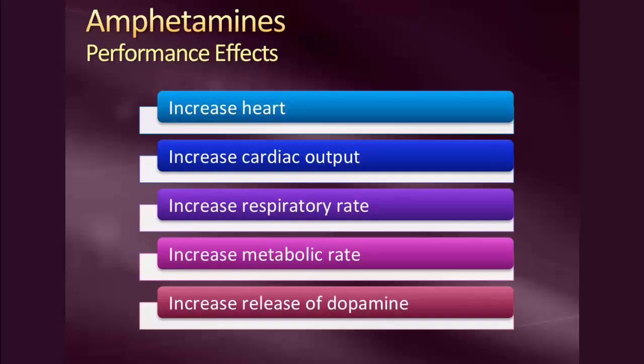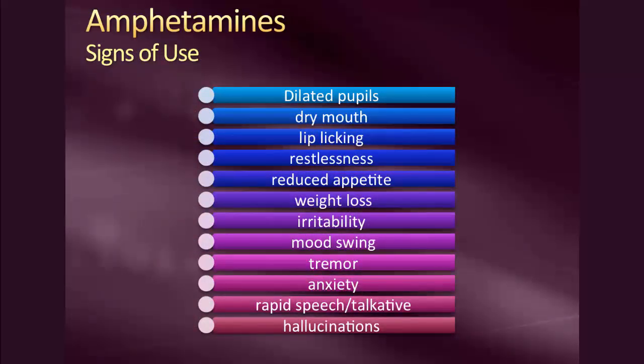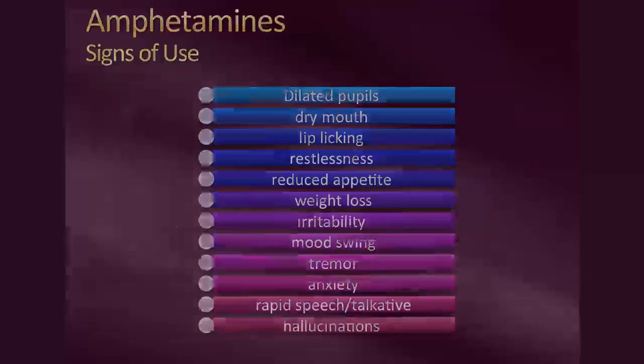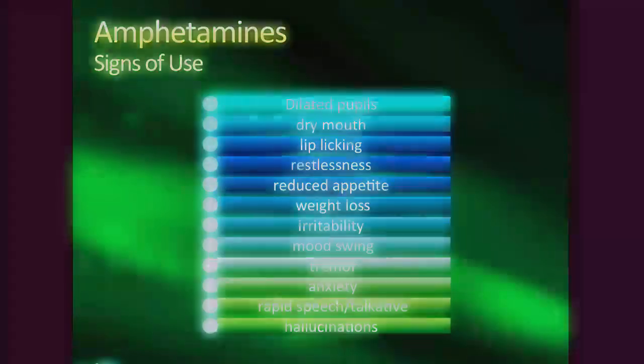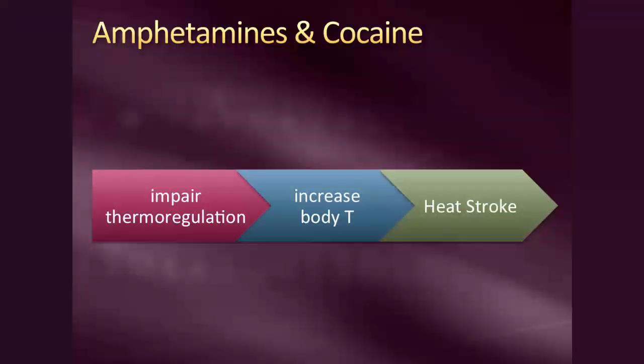They increase heart rate, cardiac output, respiratory rate, metabolic rate, and increase the release of dopamine. Signs of amphetamine use include dilated pupils, dry mouth, lip licking, restlessness, reduced appetite, weight loss, irritability, mood swings, tremors, anxiety, rapid speech, talkative, and hallucinations. These are all signs of amphetamine use. Both cocaine and amphetamines impair thermoregulation and increase body temperature, which can lead to heat stroke during athletic events.